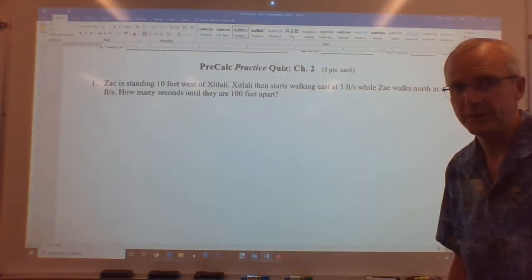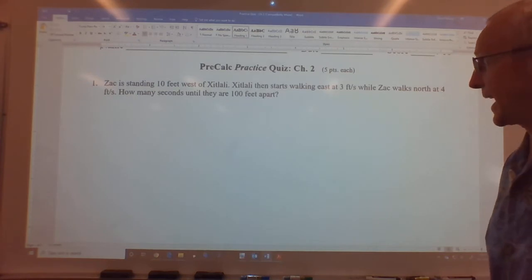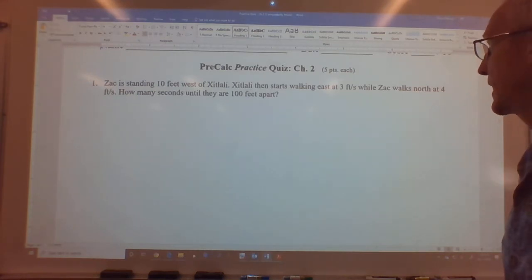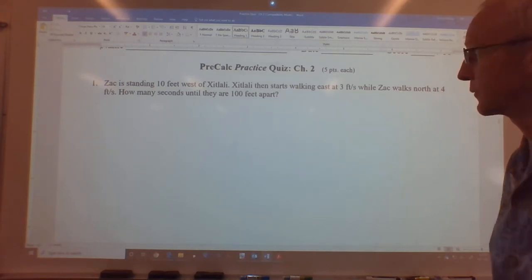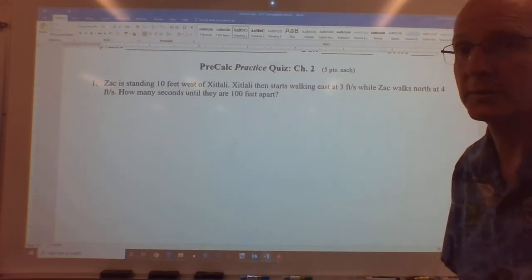So the first one, you might know these people. Zach is standing 10 feet west of Zitlali. Zitlali then starts walking east at 3 feet per second, while Zach walks north at 4 feet per second. How many seconds until they're 100 feet apart?